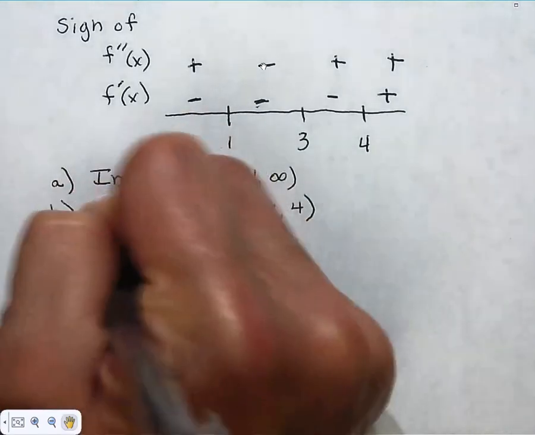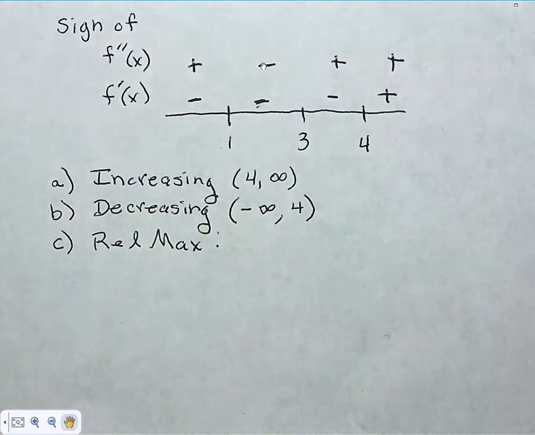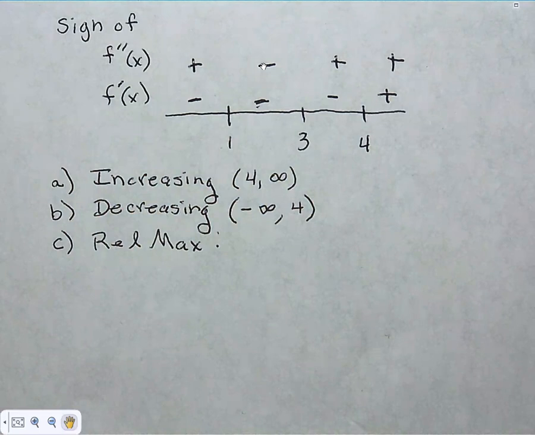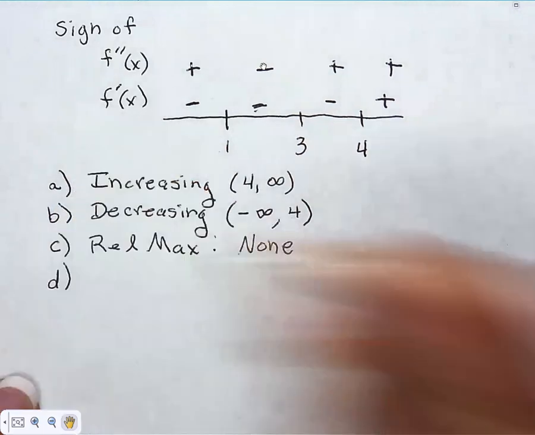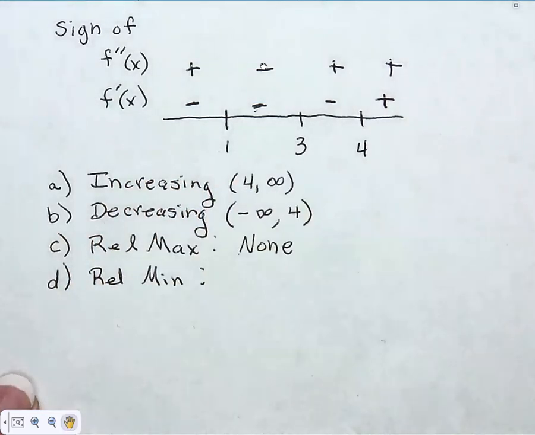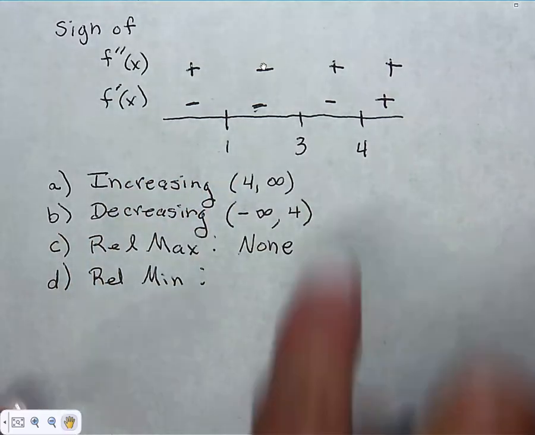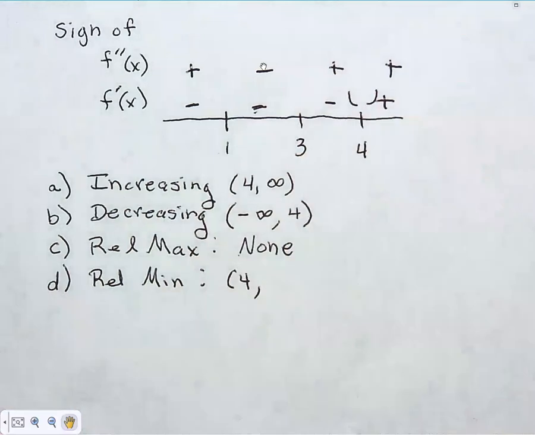C is relative max. Is there anywhere that function changes from increasing to decreasing? No. It changes from decreasing to increasing, but that's a min. So there is no relative max. The relative min is going to be at 4, where the function changed from decreasing to increasing.